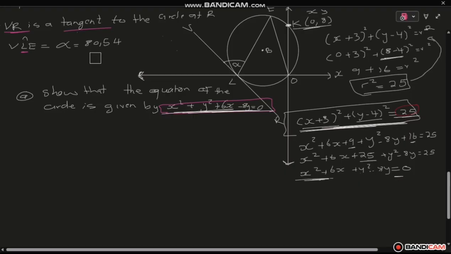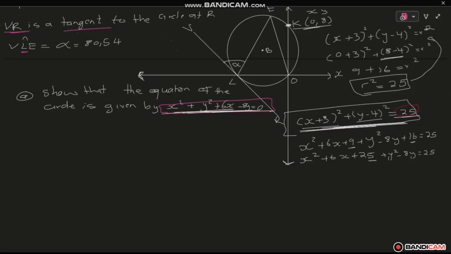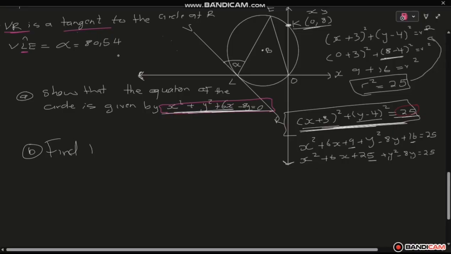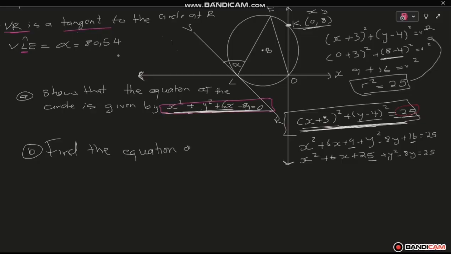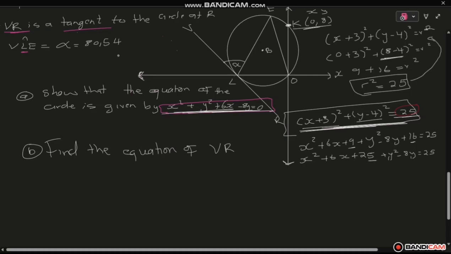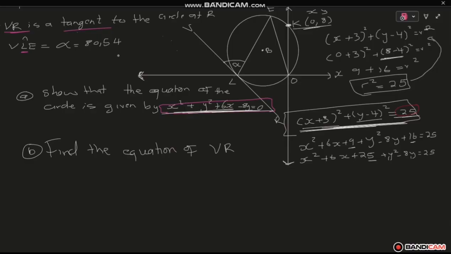All right, let me clear everything so that I can have a space. Okay, B, they say find the equation of VR. Remember, VR is the tangent, meaning find the equation of the tangent. So use the knowledge that you have so far to find the equation of the tangent. And remember, you do have B as the center. And you must have what? L as the point of contact. Find L first so that you can find the equation of the tangent.